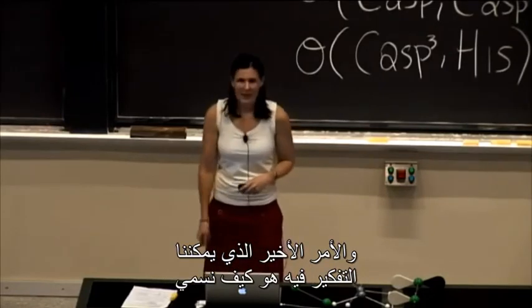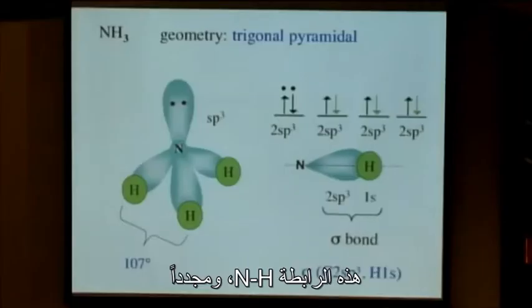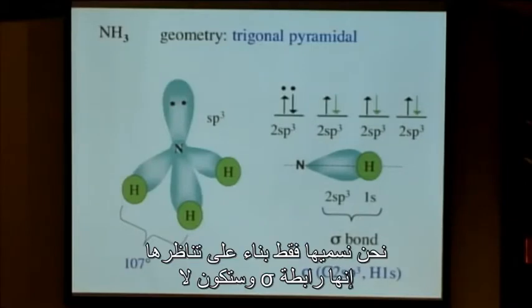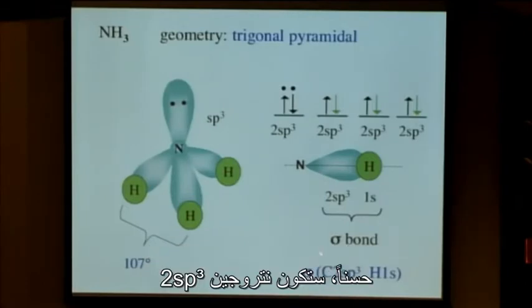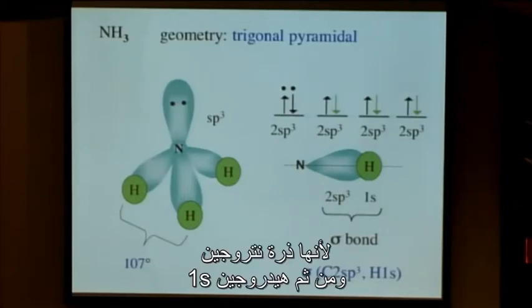And the last thing we can think about is how do we name this NH bond? And again, we just name it based on its symmetry. It's a sigma bond, and it's going to be, no. Okay, it's going to be nitrogen 2 sp3 because it's a nitrogen atom, and then hydrogen 1s.